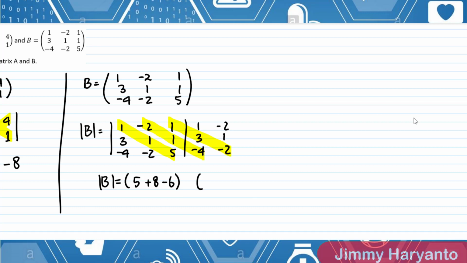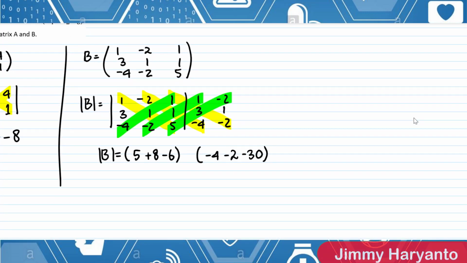And then the second result, I will use green highlight. This times this times this times this. For the second one, you have to start from the bottom left, go to the top right. Negative 4 times 1 times 1 equals negative 4. And then negative 2 times 1 times 1 equals negative 2. 5 times 3, 15, times negative 2 equals negative 30. This is the second result.